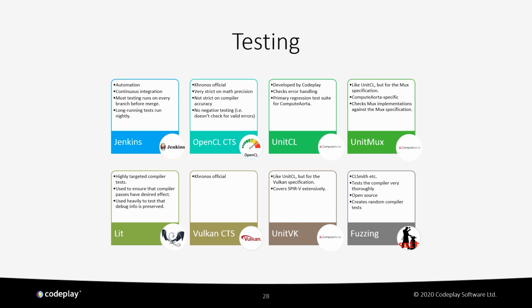UnitCL is our unit test suite for OpenCL, and that's got a couple of niceties to it, in that when you have a test category called execution tests, we define a kernel in OpenCL to run and expected outputs. But we only need to define the kernel once, and we'll test it for both our OpenCL C compiler, our SPIR compiler, our SPIR-V compiler, and our offline compiler, and make sure they all have the same result, and they all have the same behavior.